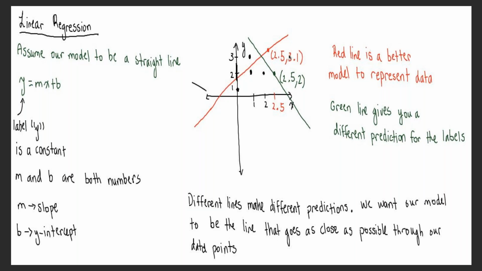On the other hand, if we used the green line as our prediction model, we have 2.5 as the feature and 2 as the label. So even though the feature is the same, the predicted labels for the red line and the green line are different, because one is a more accurate representation of the model overall than the other. The conclusion we can draw is that different lines enable us to make different predictions, and we want our model to be the line that goes as close as possible through all our data points.